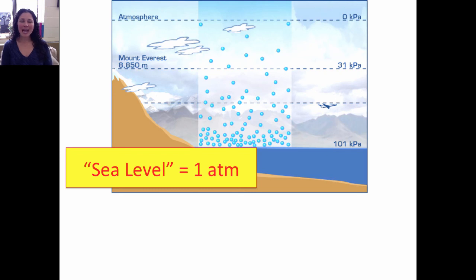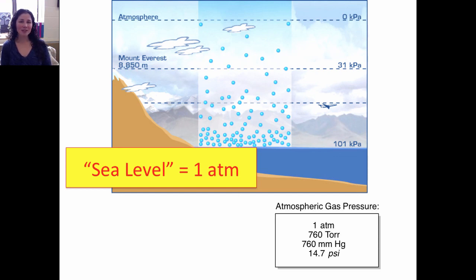It's important to understand atmospheric pressure. Sea level is 1 atmosphere. It literally means that there's 1 atmosphere above us. There are some equivalent units that you should know, and those are on the first page of your activity. 1 atmosphere is equal to 760 torr, 760 millimeters of mercury, or 14.7 pounds per square inch.